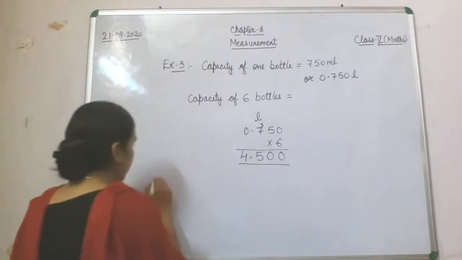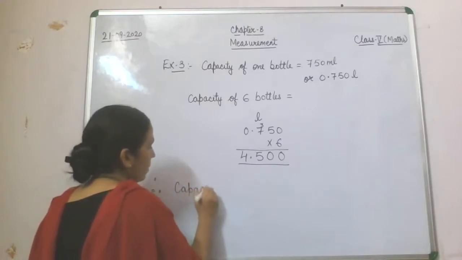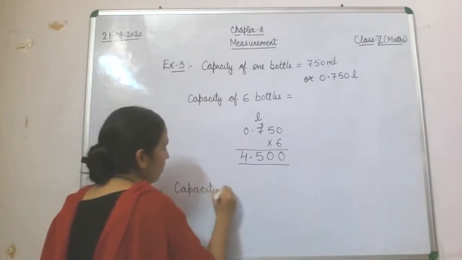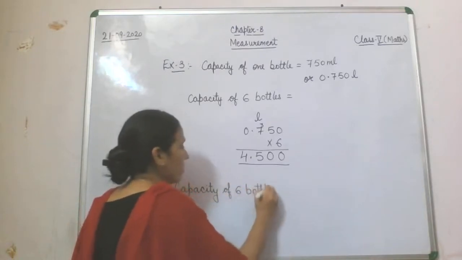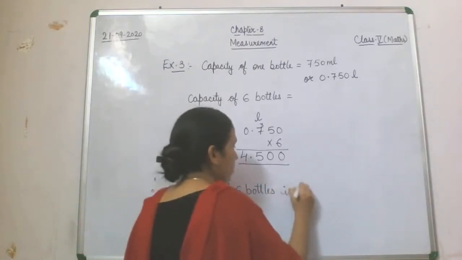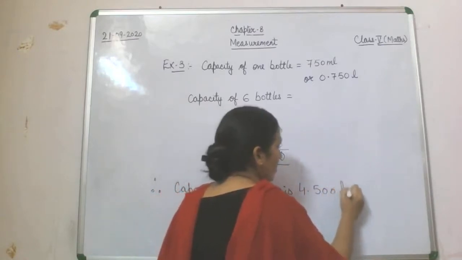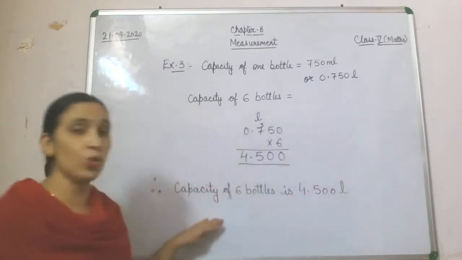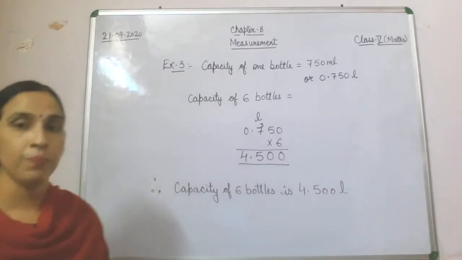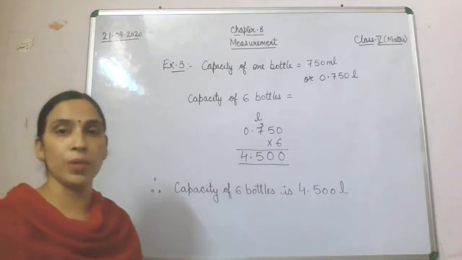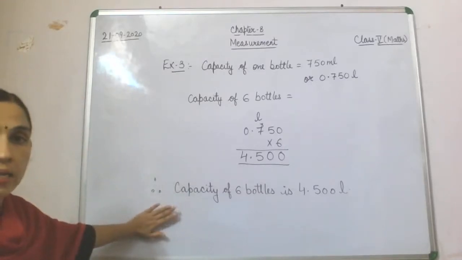You will write here, therefore, capacity of 6 bottles is 4.500 liters. And this is only called solution sentence, which we are writing in every question. So here you don't require to write it separately. This only becomes the solution sentence, and that is sufficient.